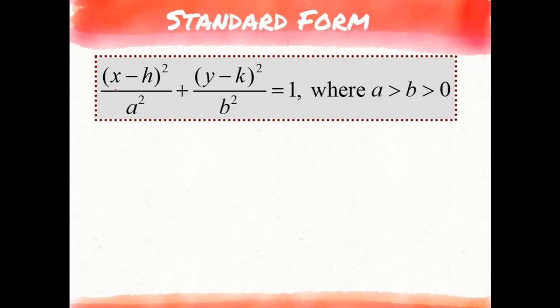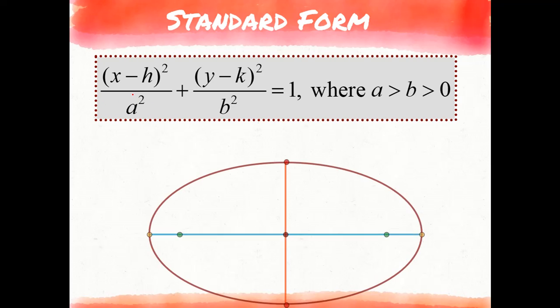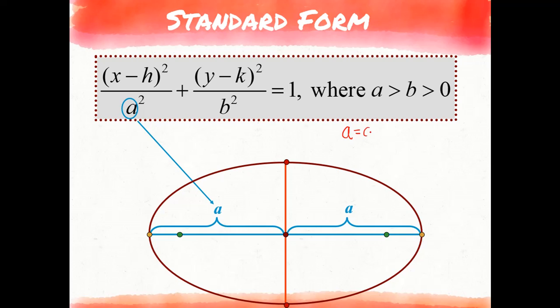So a has to be the bigger guy. If that's the case, I have what's known as a horizontal major axis. It's going to look something like this. Notice it's longer left and right than up and down. And those a's and those b's actually have a meaning in my equation. The a is how far my center is from my vertex. Okay, so we're going to make a note of that. a is center to vertex on both sides.